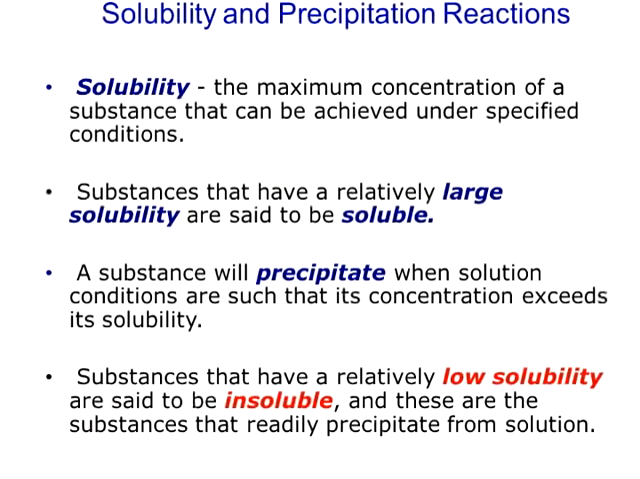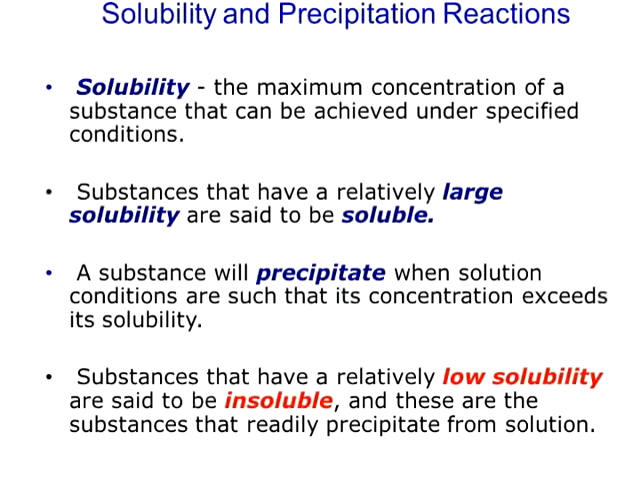So now, what is solubility? Let's look at a few simple definitions. We're talking about solubility and precipitation reactions. Solubility is the maximum concentration of a substance that can be achieved under specific conditions. In other words, there's only so much of the solute that can be dissolved in the solvent. The solute is the material being dissolved in the solvent. I say water, but it could be some other solvent. But in the cases we're talking about here, it's an aqueous solution.